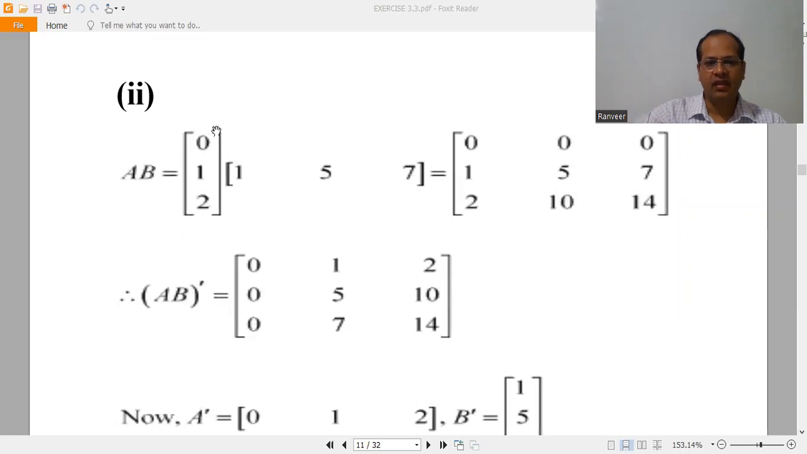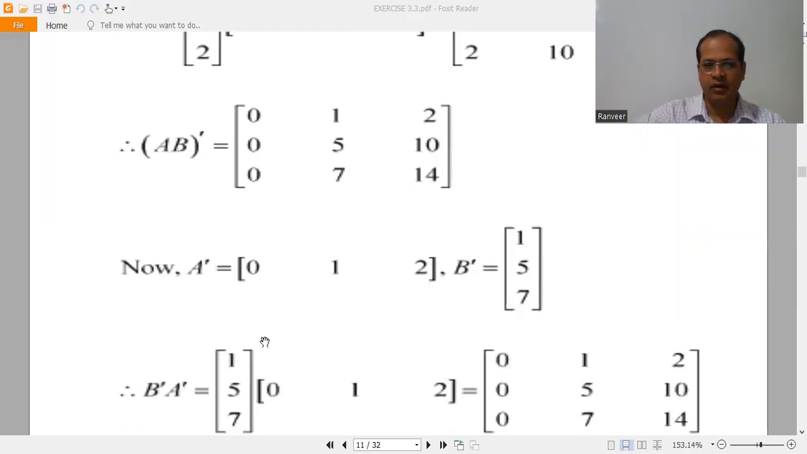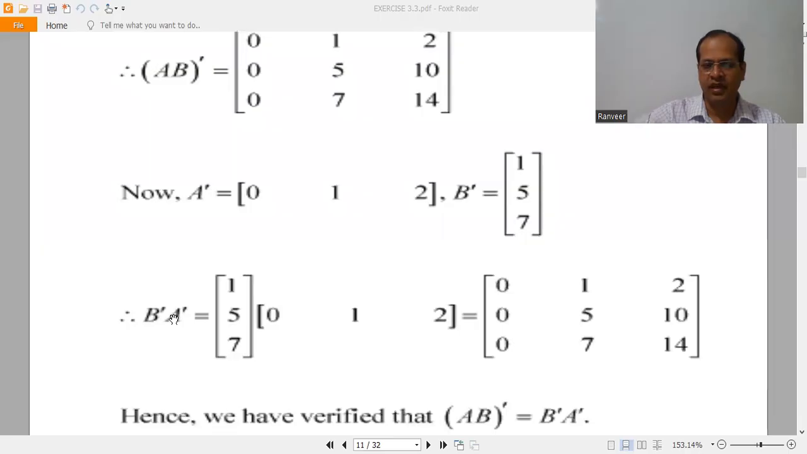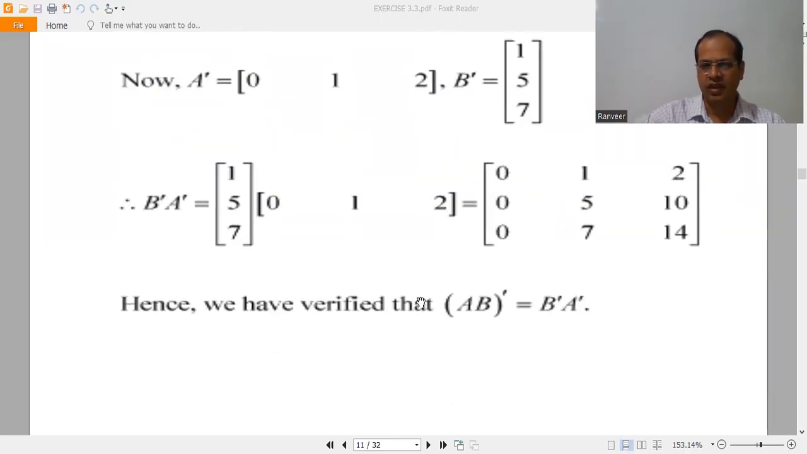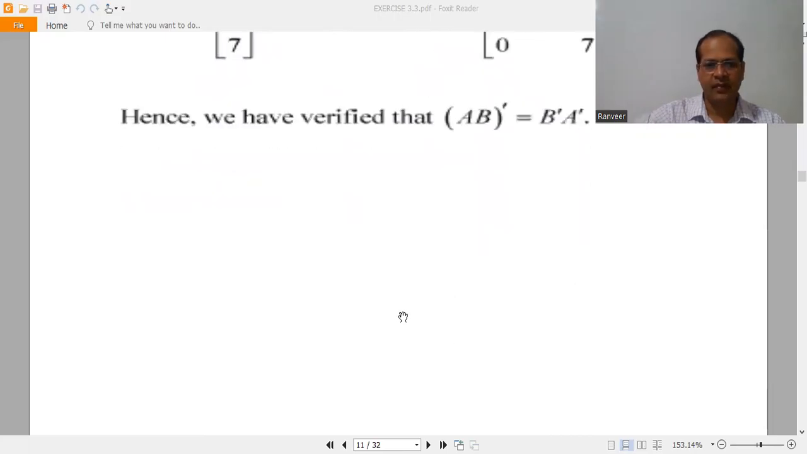Now, this is the value, product of AB. So AB complement is the product of B complement and A complement, that is B transpose and A transpose. Once we do this, it is the multiplication of that value.